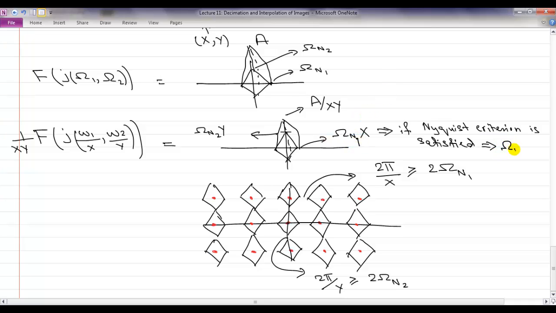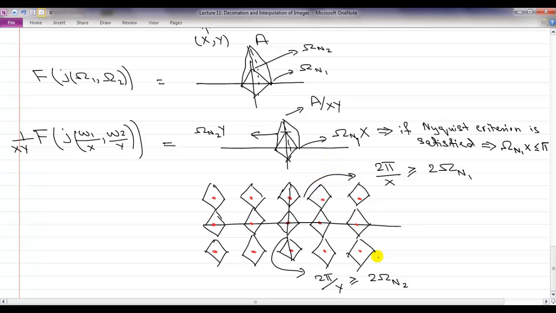Omega n1 x has to be less than or equal to pi, just from this condition. If I multiply it here, omega n1 has to be less than or equal to pi, which means the only time overlap will not happen is if this thing stays below pi. Okay? Which again goes back to the notion that the highest frequency in the discrete domain can only be pi.